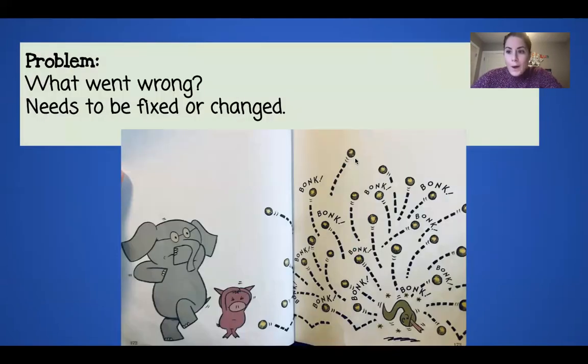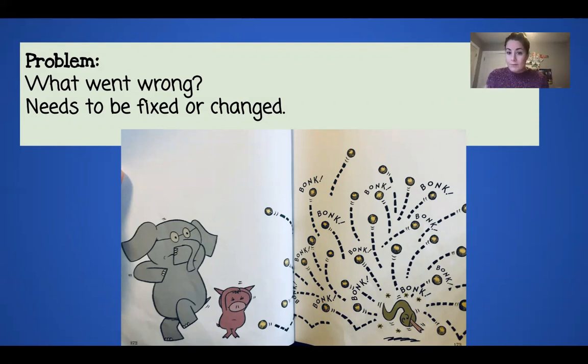Problem. What went wrong in the story, right? What needs to be fixed or it needs to be changed? Or sometimes the characters realize that the problem, right, was super big, but then they realize it wasn't that big of a deal. And that's kind of their problem right there.